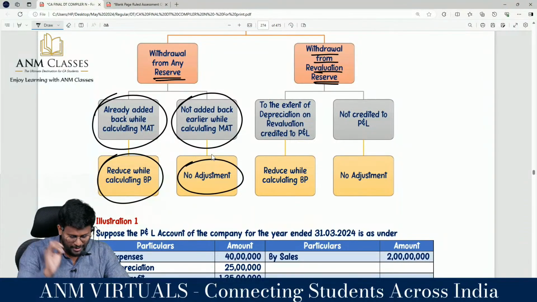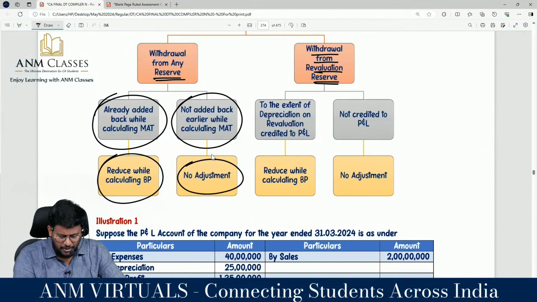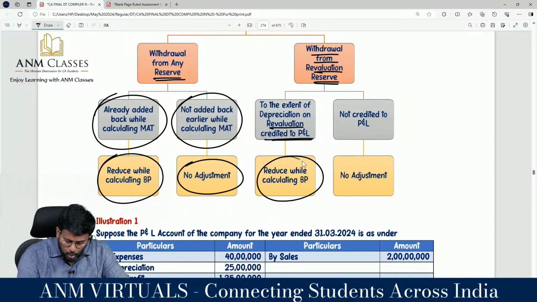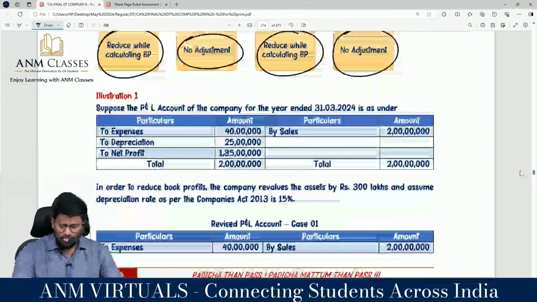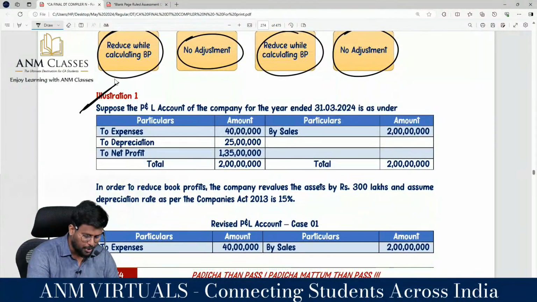Clear concept? Right. With regard to the withdrawal from revaluation reserve, you have to check: to the extent of depreciation on revaluation credited to P&L, reduce that while calculating book profit. If not credited to P&L, no adjustment is required. I am making a superb analysis here.